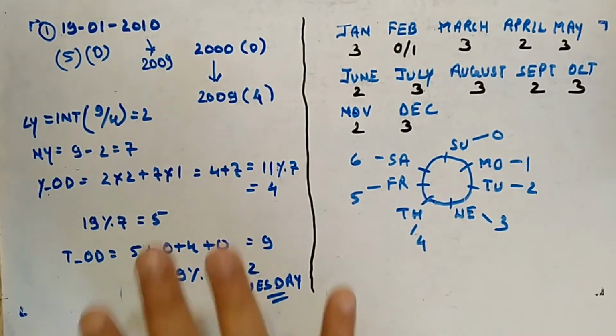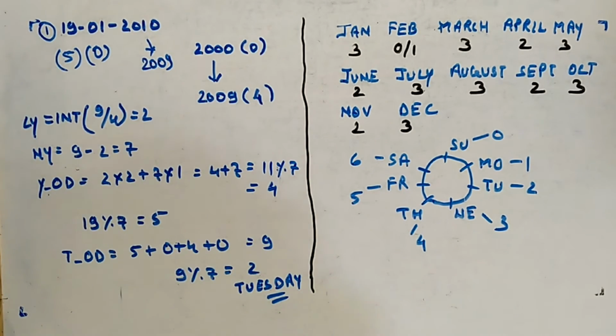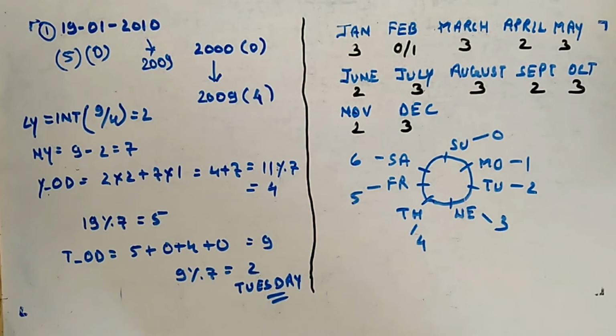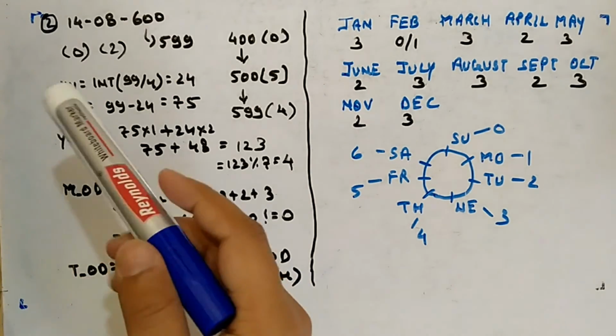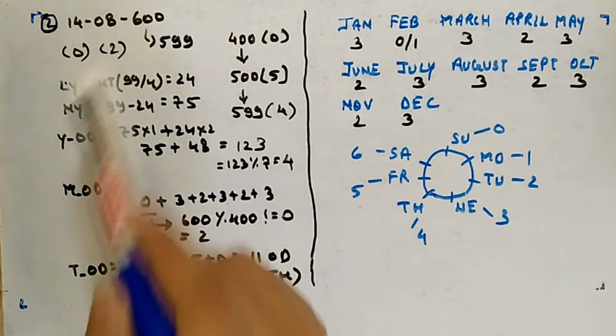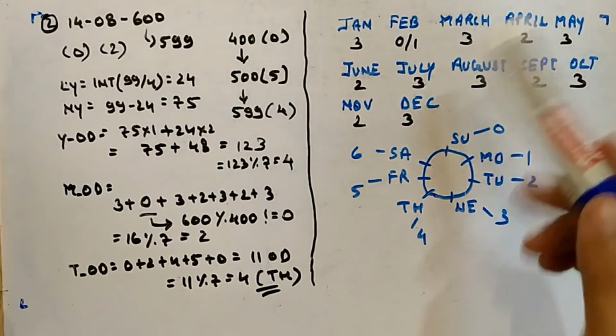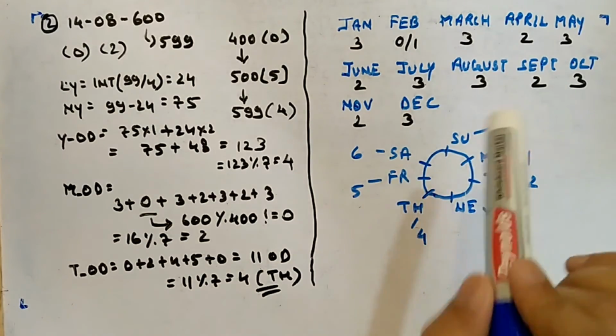So you saw the process. I am doing it very fast now because you are in the zone of knowing the algorithm. Okay, let's look at the second example, which is 14th August 600. So we are looking at the year 600. The same reference is given to you.